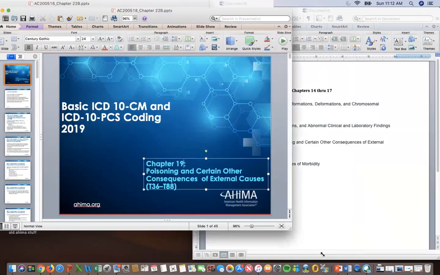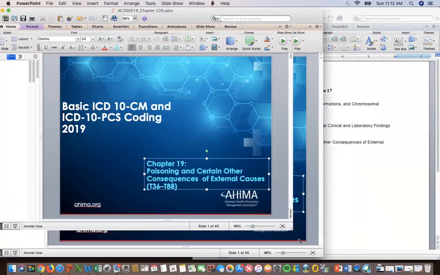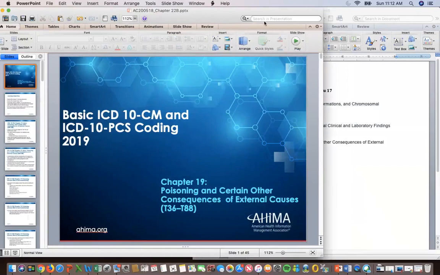So again, this PowerPoint and the second part of your chapter focus basically on poisoning and certain other consequences of external injury. So you can actually start at the T36 code, where I just happened to pop in here. This is a little bit different than your first injury code. You have injury, your first section of Chapter 19, and then we have poisoning.